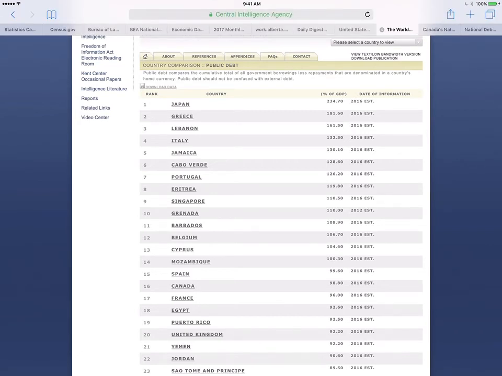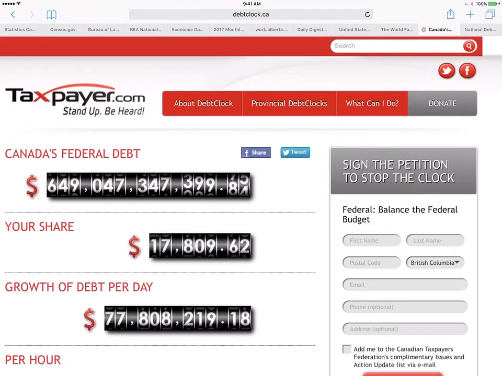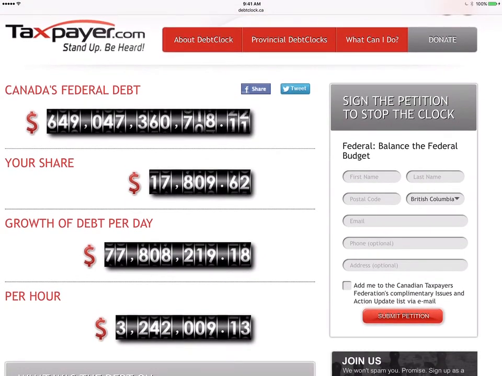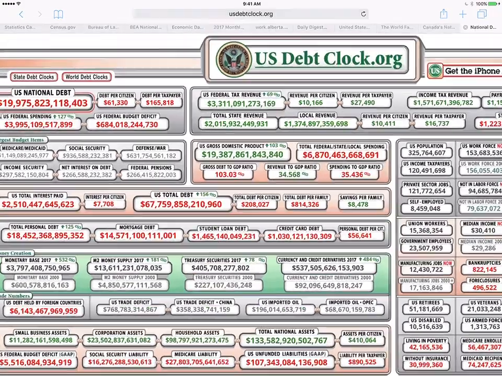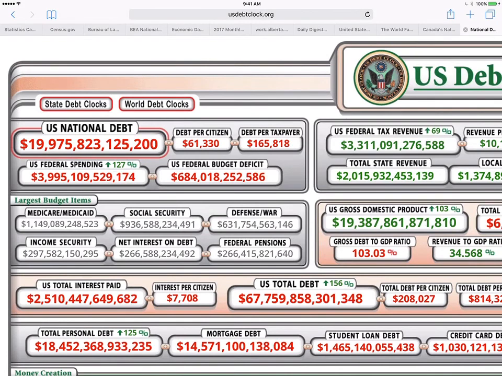As you look at debt, we could look, for example, at Canada's federal debt. So this website here shows you how much is owed, just the federal debt, and the portion of it if we were to divide it among the population. We can see similar types of information on the US. This is the US debt clock. And so you can see how much the US owes in terms of its debt as well as its spending. So there's a lot of great sources on economic data.